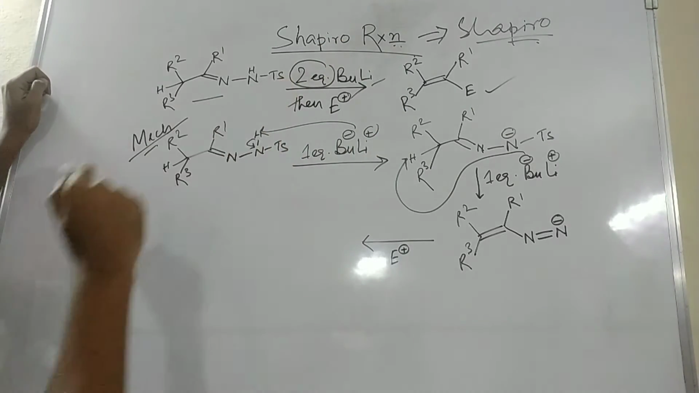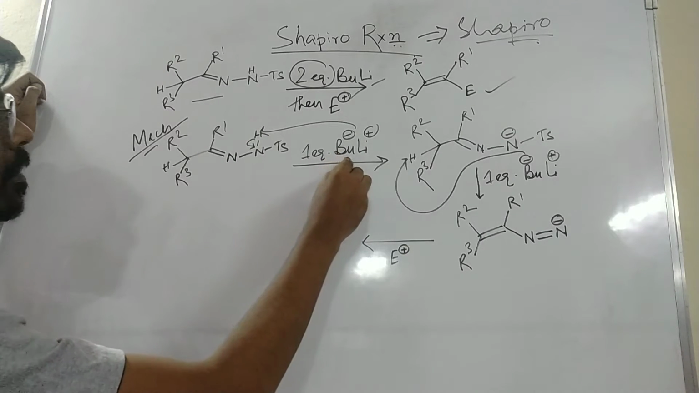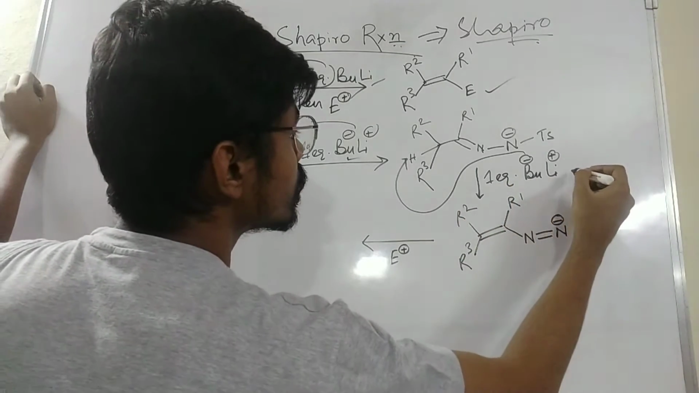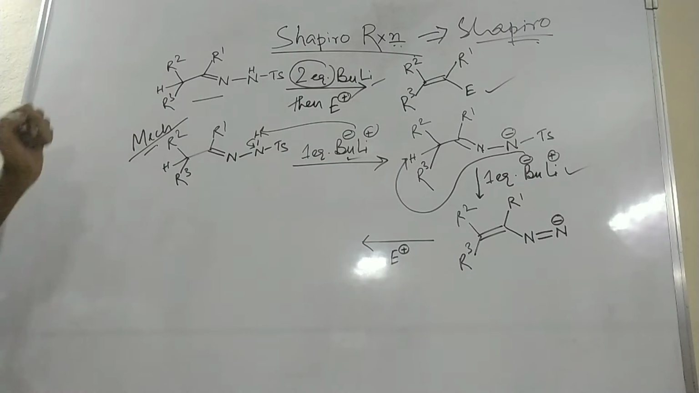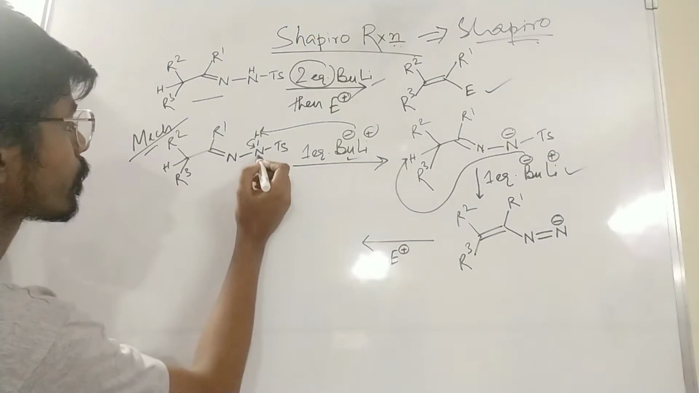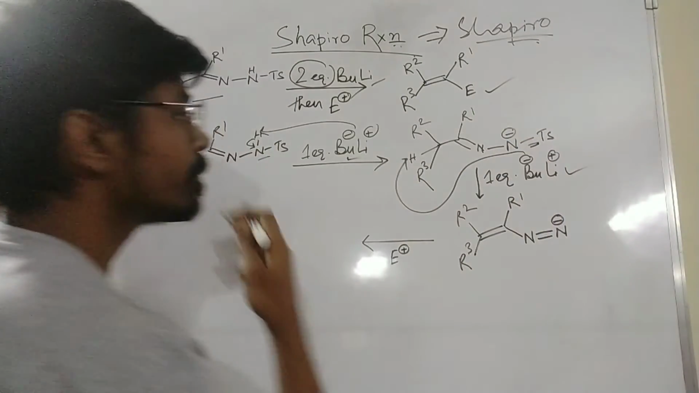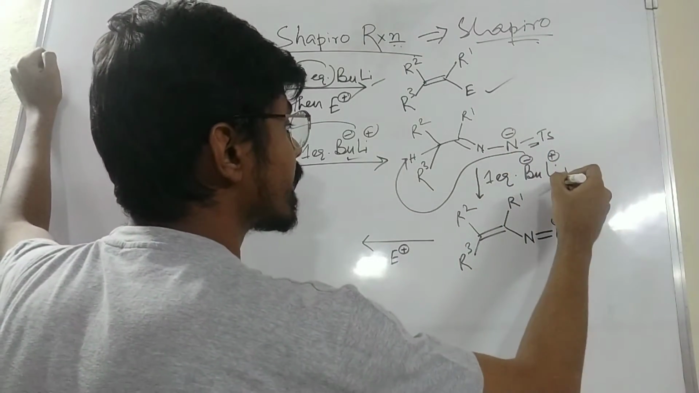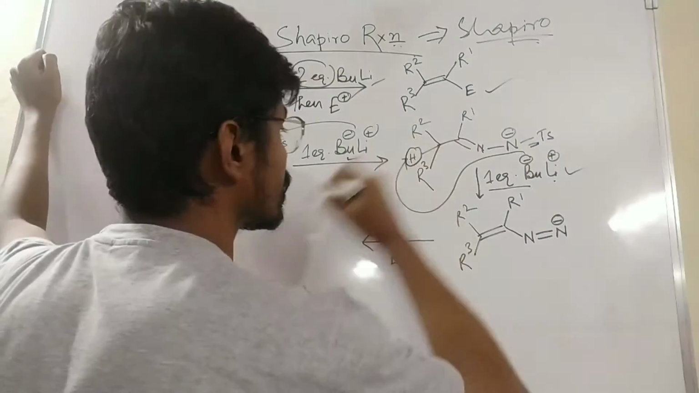So here the equivalence is very much important because one equivalent of butyl lithium is used in the first step, and another equivalent of butyl lithium is used in the second step. If we see the mechanism, first one equivalent of butyl lithium abstracts the proton from here, so one anion will generate here. Then in the second step, again one equivalent of butyl lithium is going to abstract this proton.